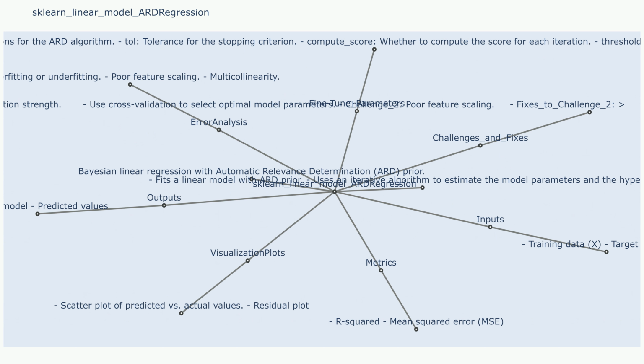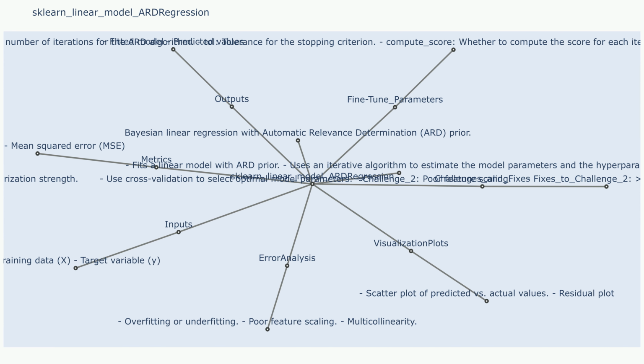Uncertainty methods. Bayesian inference. ARD regression is a Bayesian model, allowing for the estimation of the uncertainty associated with the predicted values. Credibility intervals. Bayesian methods can be used to calculate credibility intervals for the predicted values, providing a range of plausible values. Challenges and fixes.